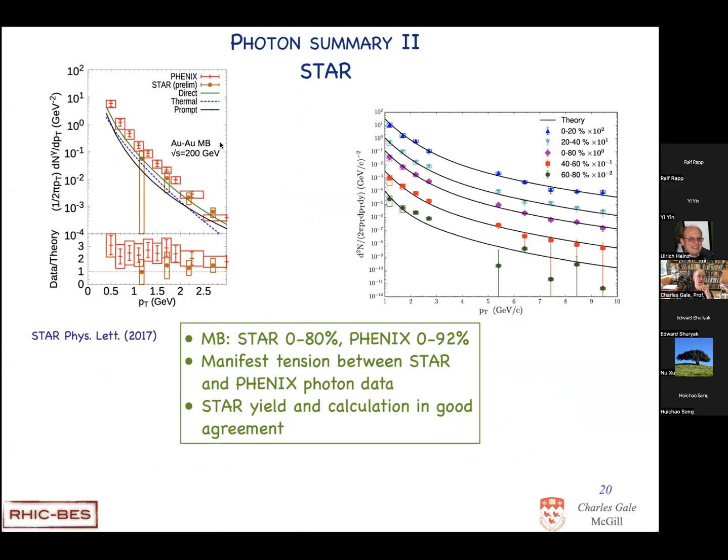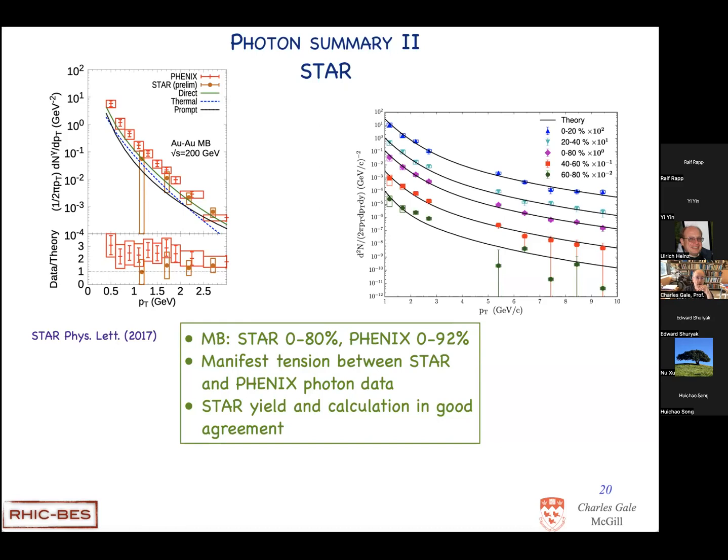And here's the story at minimum bias. Again, PHENIX and STAR. And here's STAR only in different multiplicity. So the story at RHIC is summarized here. There's the difference between STAR and PHENIX, and the STAR agreement you can see by yourself.